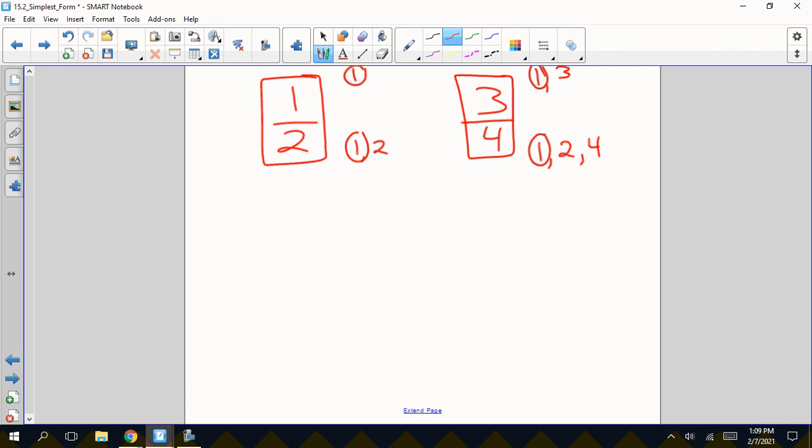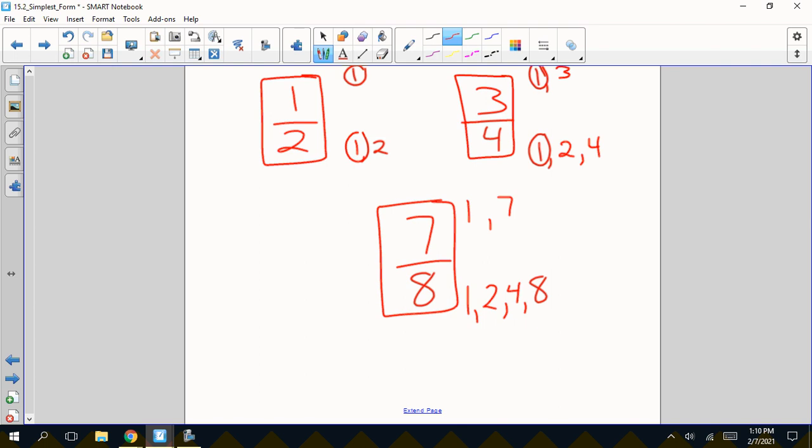So another example that we could have would be, let's say, 7/8. We know that 7/8 would be 1 times 7 and 1 times 8 and 2 times 4. Those are the factors. So if you look at both lists, again, the only numbers that we see that are in common, that go into both the top and the bottom, is 1. So the only thing we can divide 7 by and divide 8 by is 1. So that is in simplest form.